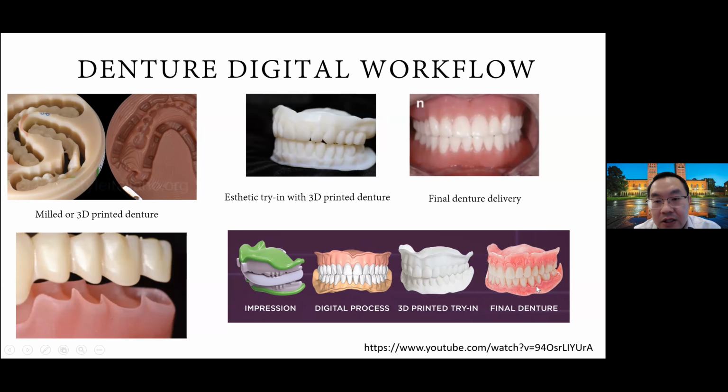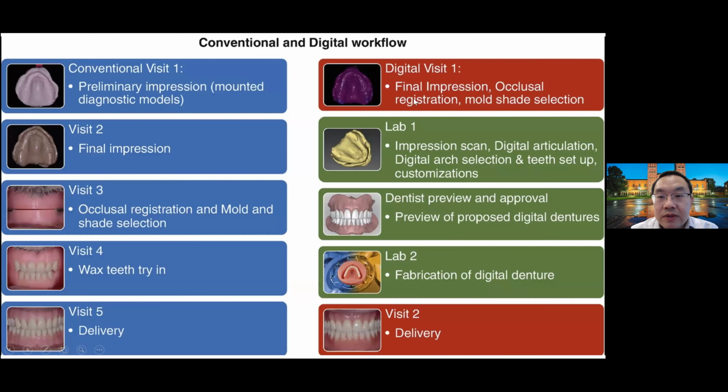and then final denture. If you really compare the dental visits, you have the initial visit to take the final impression. The lab will do basically an impression scan. They'll do digital articulation based on your wax rims, set up the teeth, right? And then you approve it, of course, and then they will give you basically a fabricated denture, but also you should have a try-in with a 3D printed denture first, and then final delivery.